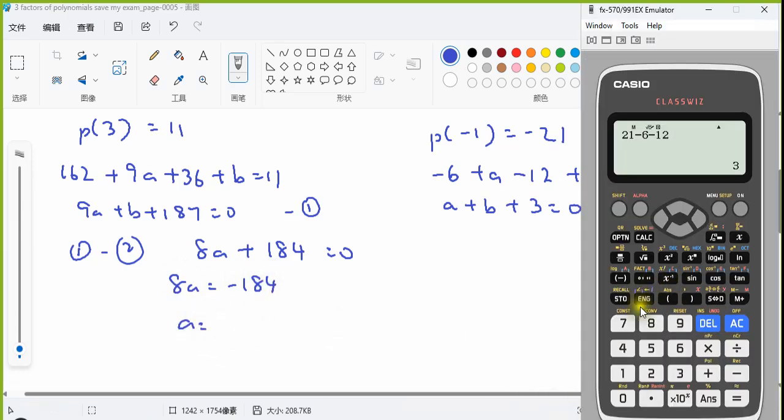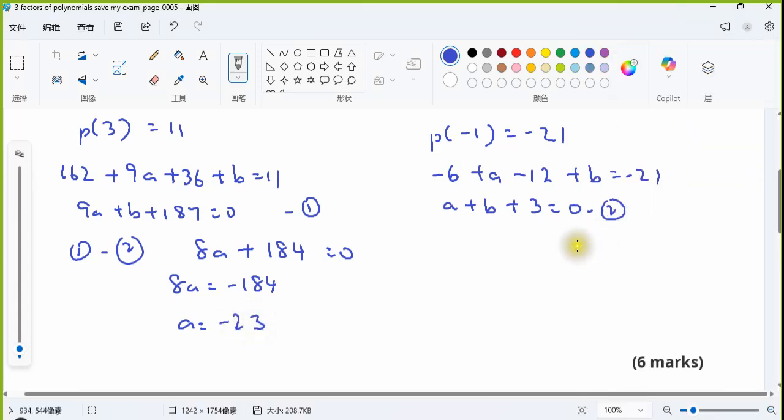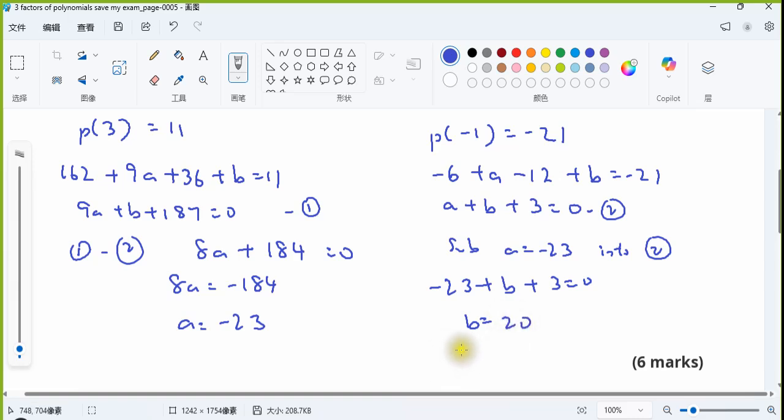A is the 184 divided by 8, 23, negative 23. So sub a equal to negative 23 into equation 2, plus b plus 3 equal to 0. So b equal to 20. Okay. So a is negative 23, b is 20.